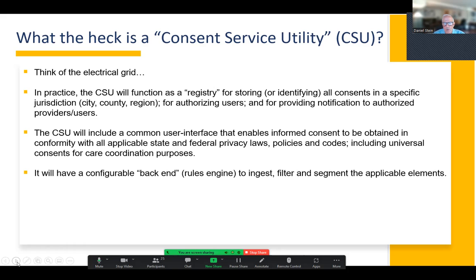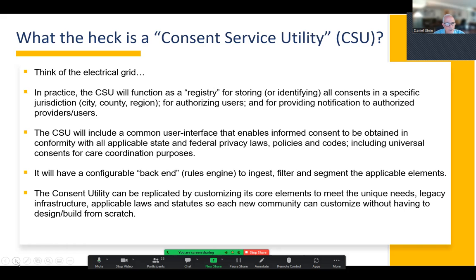A configurable backend or a rules engine to ingest and filter and segment the tools, such that it could be replicated by customizing its core elements, which I've said previously. So, to build on the infrastructure and to be able to build that over time.